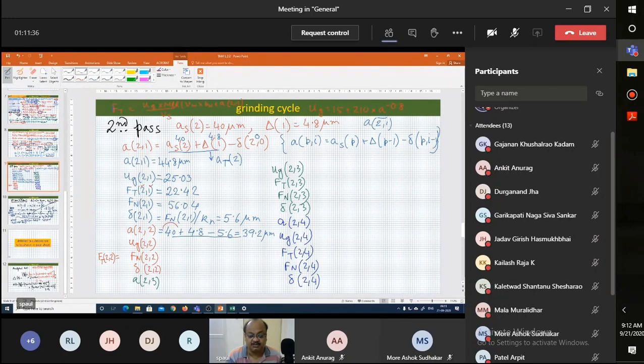So this is 40 because this is set. This is coming from pass number 1. This was unmachined, not ground properly, so this was remaining. And this is the deflection in the first iteration of the second pass. So in the second iteration, this is the value. Now you can calculate UG 2,2, FN 2,2, FT 2,2, delta 2,2, and arrive at this. Any one of you or all of you can start giving me numbers. I'll check with my previously done calculations and confirm it. Please go ahead.